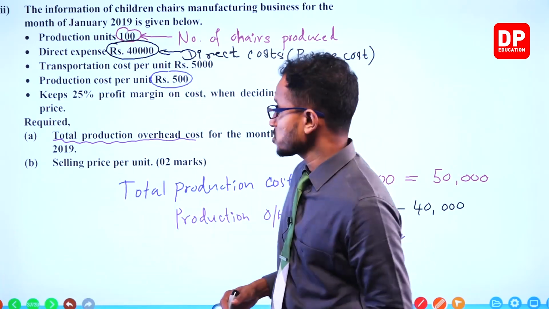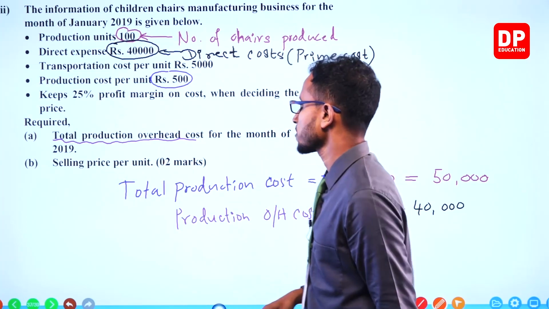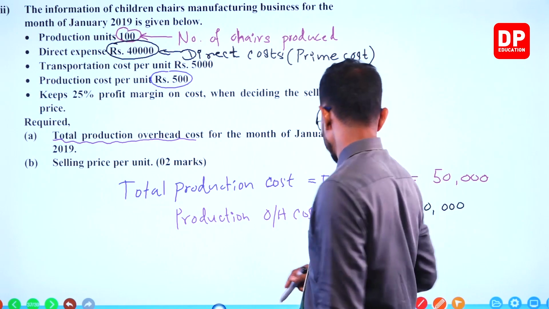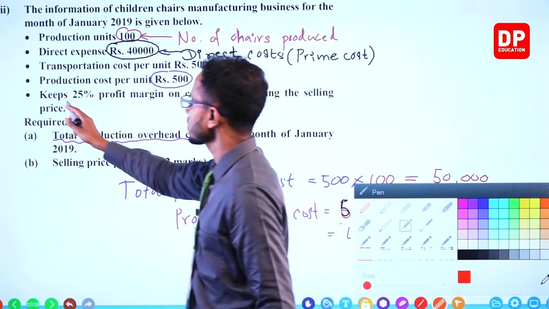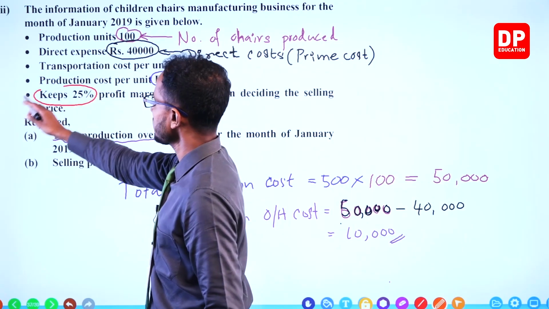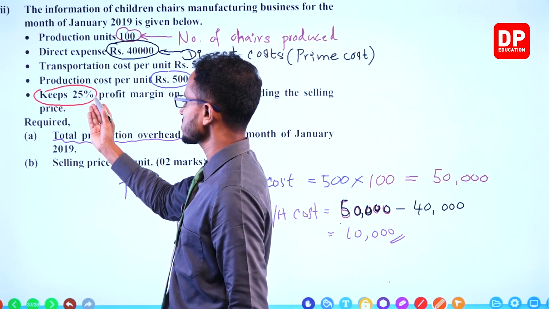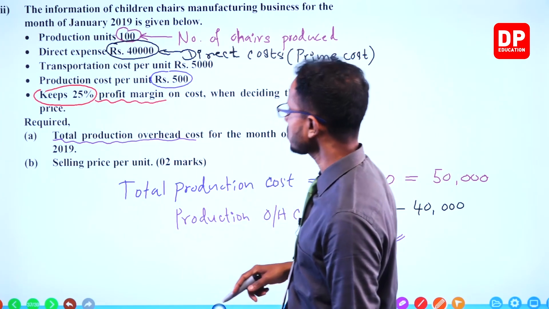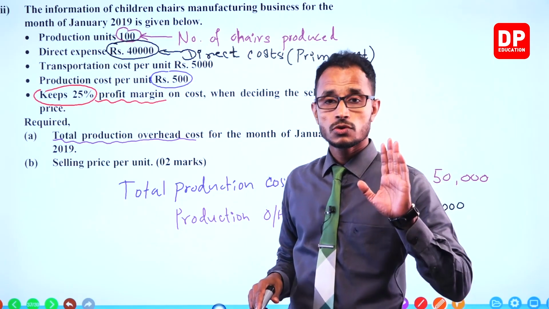Likewise, next what we have is the selling price per unit. That of course is related to this: 25% is the profit margin on cost. Okay, on cost 25%.